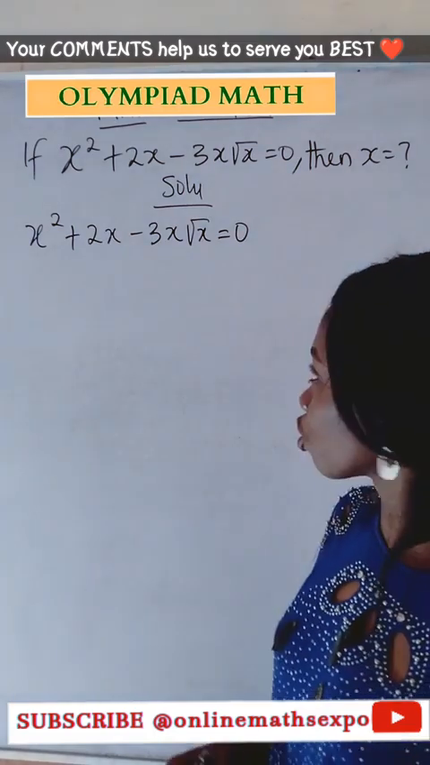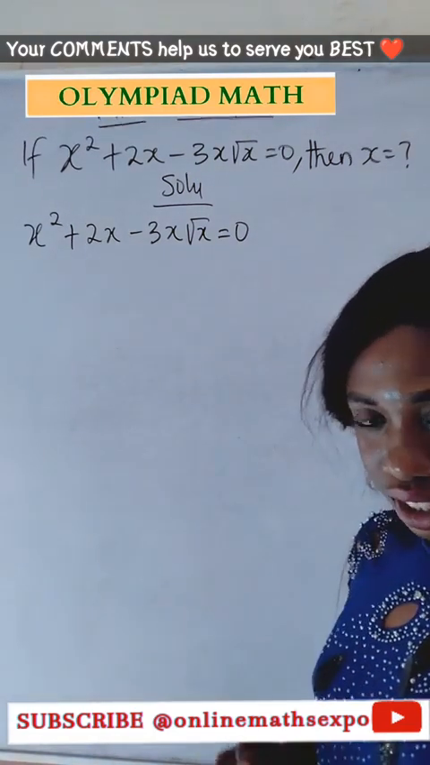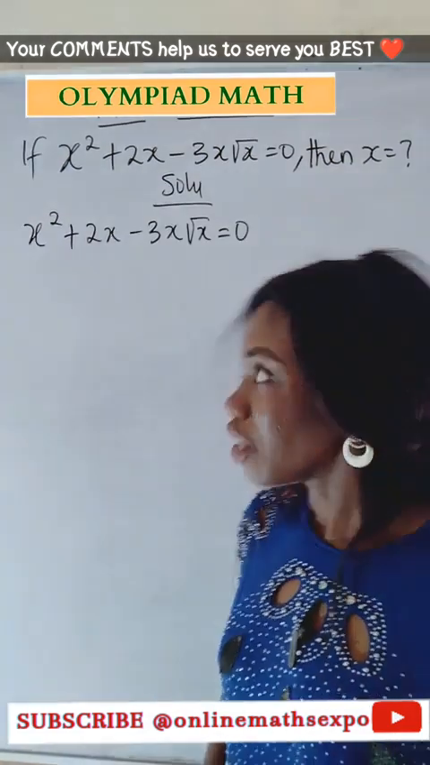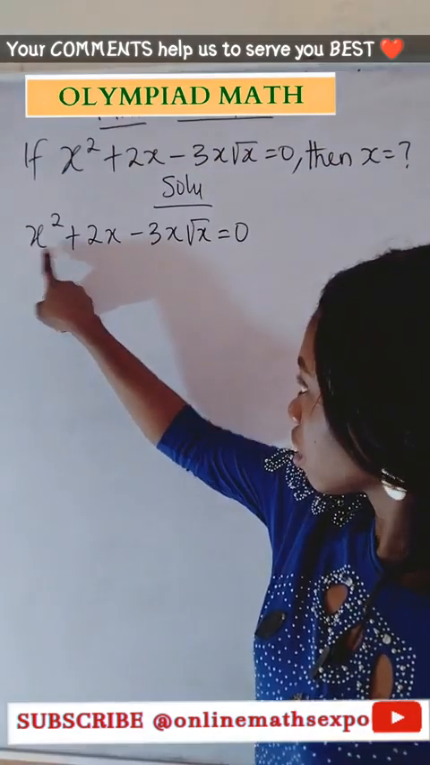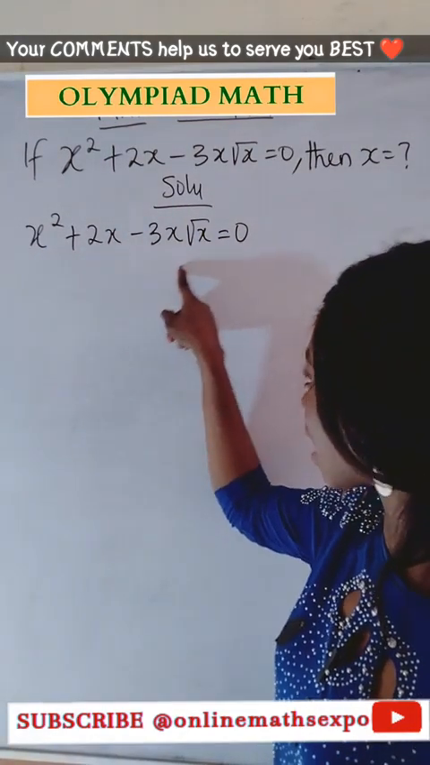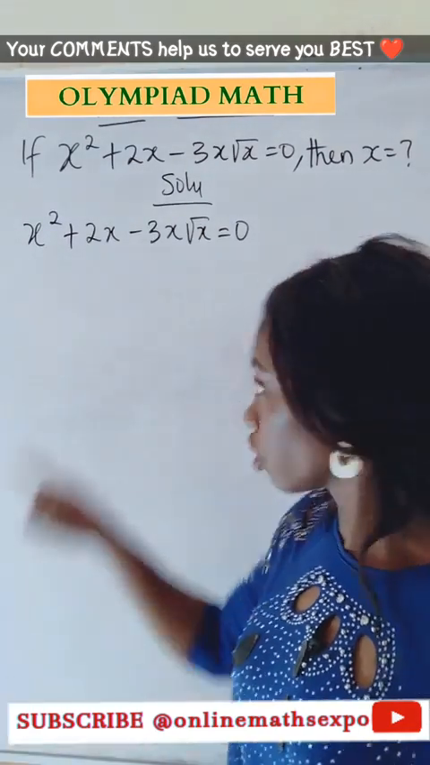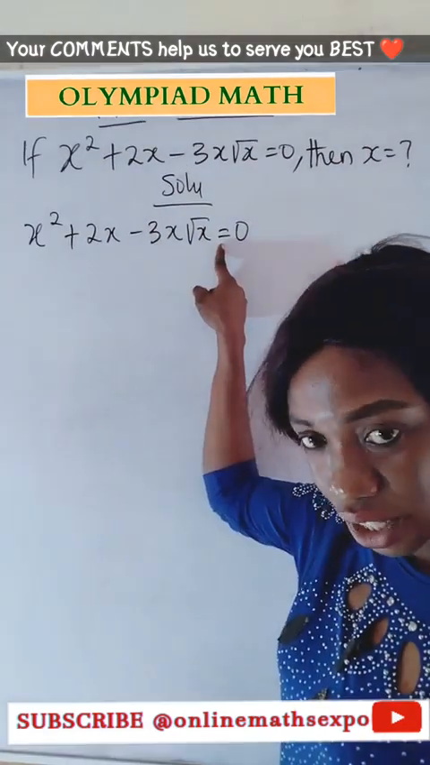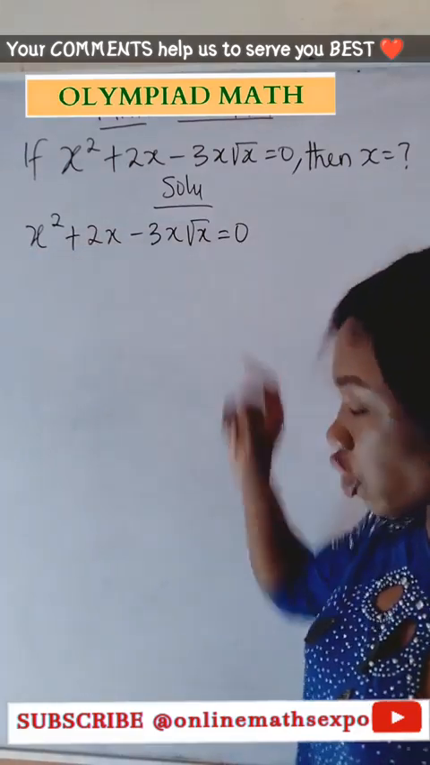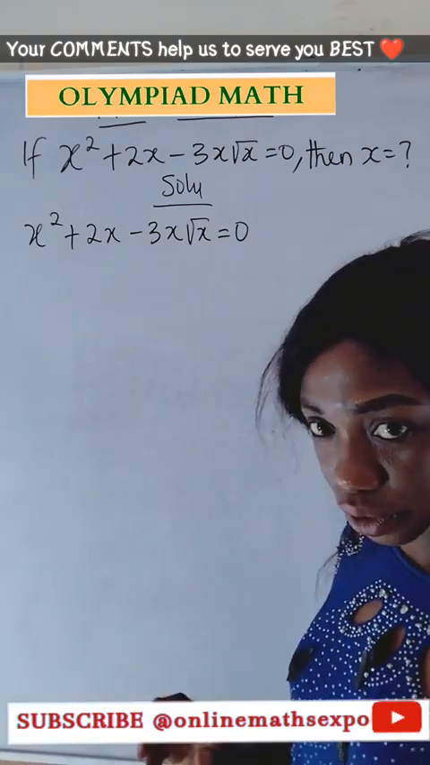So what do you think we should do? Remember, this is called a trinomial equation. Why trinomial? This is term 1, term 2, and term 3. So this has 3 terms, making it trinomial. Why equation? Because of this equality sign. So it is a trinomial equation. So how best can we solve this equation?